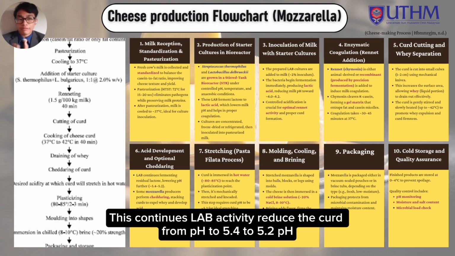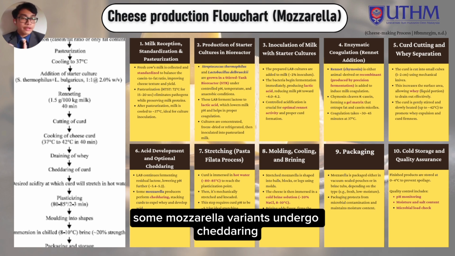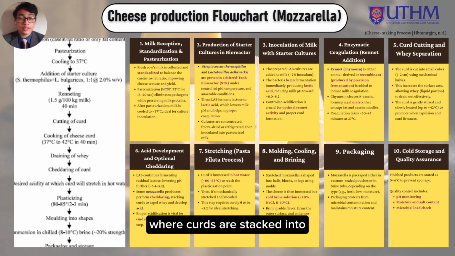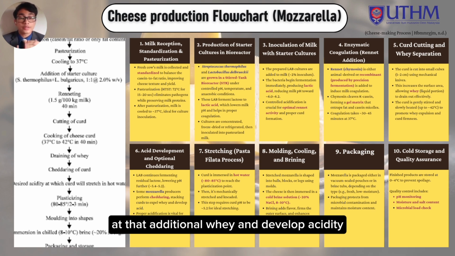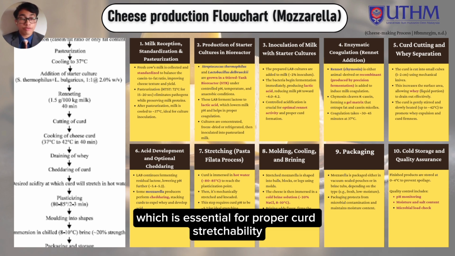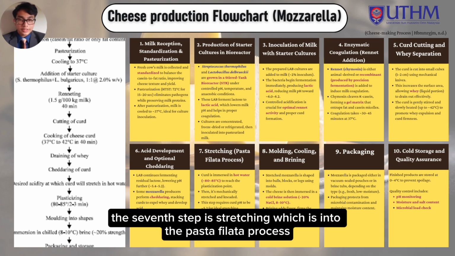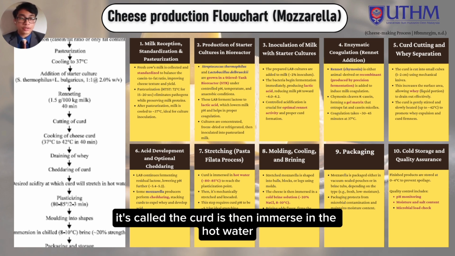Discontinued LAB activity reduced the curd pH to 5.2 to 5.4. Some mozzarella variants undergo cheddering, where curds are stacked under additional weight and develop acidity, which is essential for proper curd stretchability. The seventh step is stretching, which is called the pasta filata process.